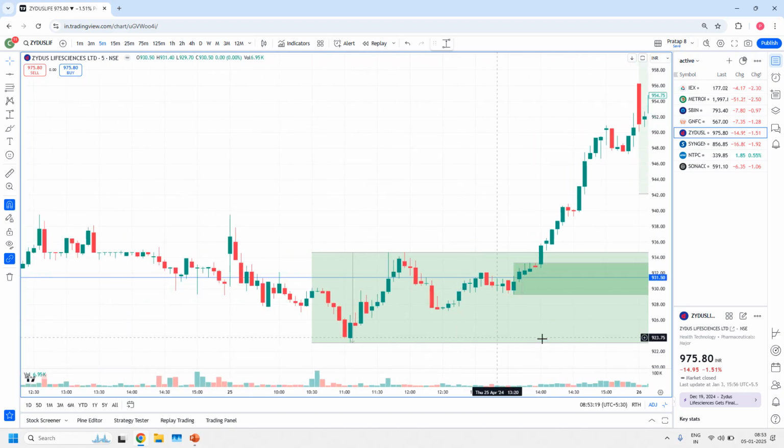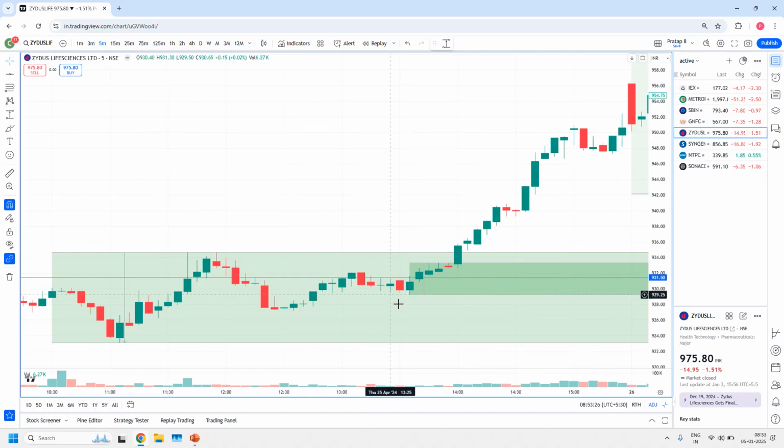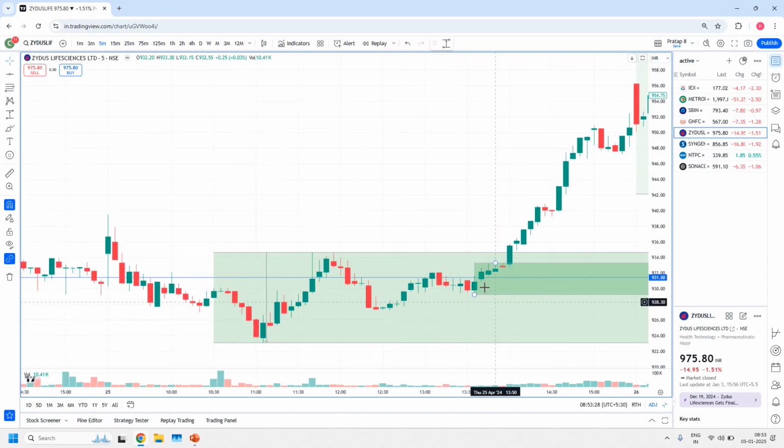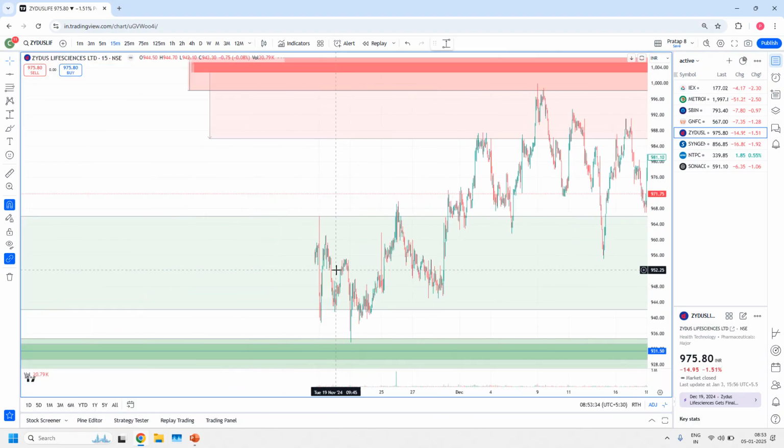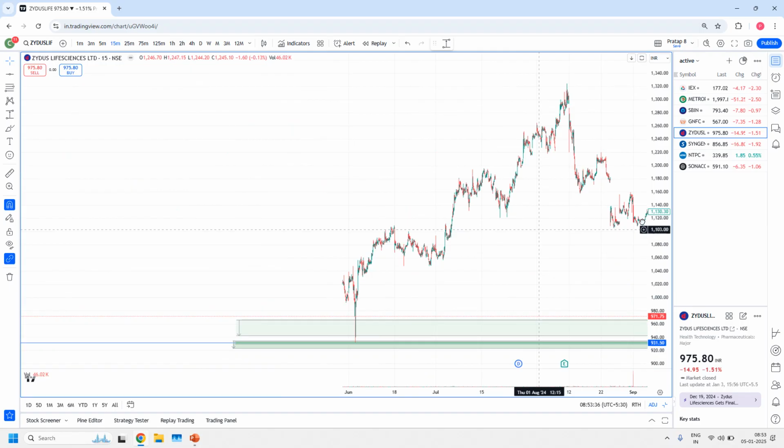Okay. So this is the 15-minute zone. This 15-minute zone we need to fine tune with, sorry, I made a mistake. This is the 5-minute zone, not 15 minutes. So I have to go and draw the 15-minute zone.